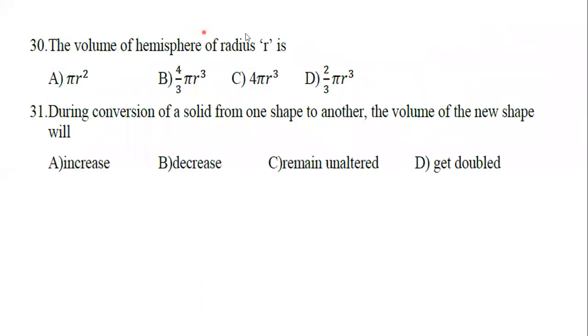30th question. The volume of the hemisphere. Here they given volume of the hemisphere is dash. So what is the formula? Volume of the hemisphere is 2 by 3 pi r cube. Next, during conversion of solid from one shape to another, the volume of the new shape will be increased? No. Decrease? No. Get doubled? No. Remain unaltered.